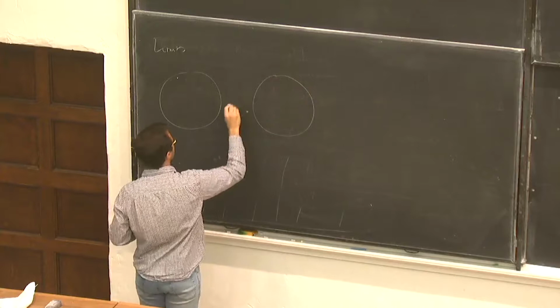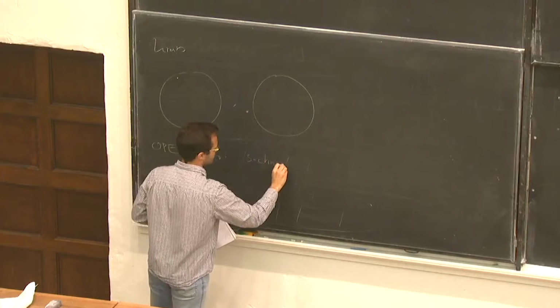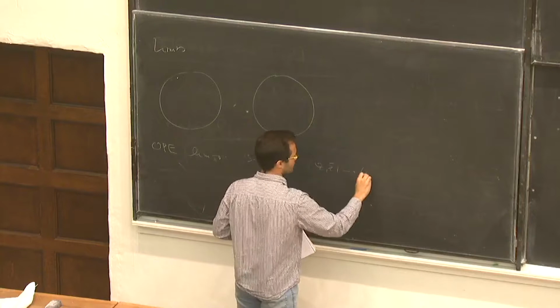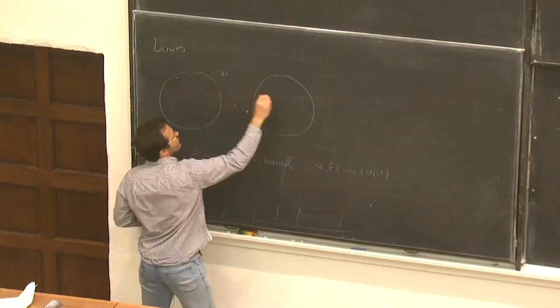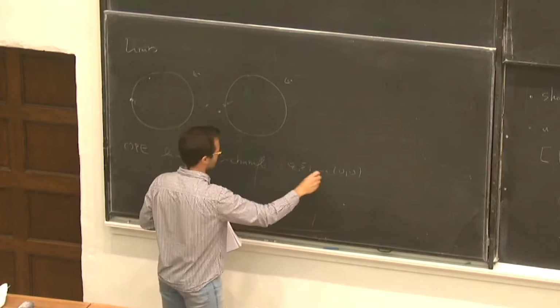So first of all, we have the OPE limit, where we have the S channel. The S channel OPE corresponds to Z, Z bar going to 0, 0. So that's the limit when both W and W bar approach this point. It doesn't matter in which direction. You can just approach it independently. But the behavior of the four-point function there is always controlled by the S-channel OPE.